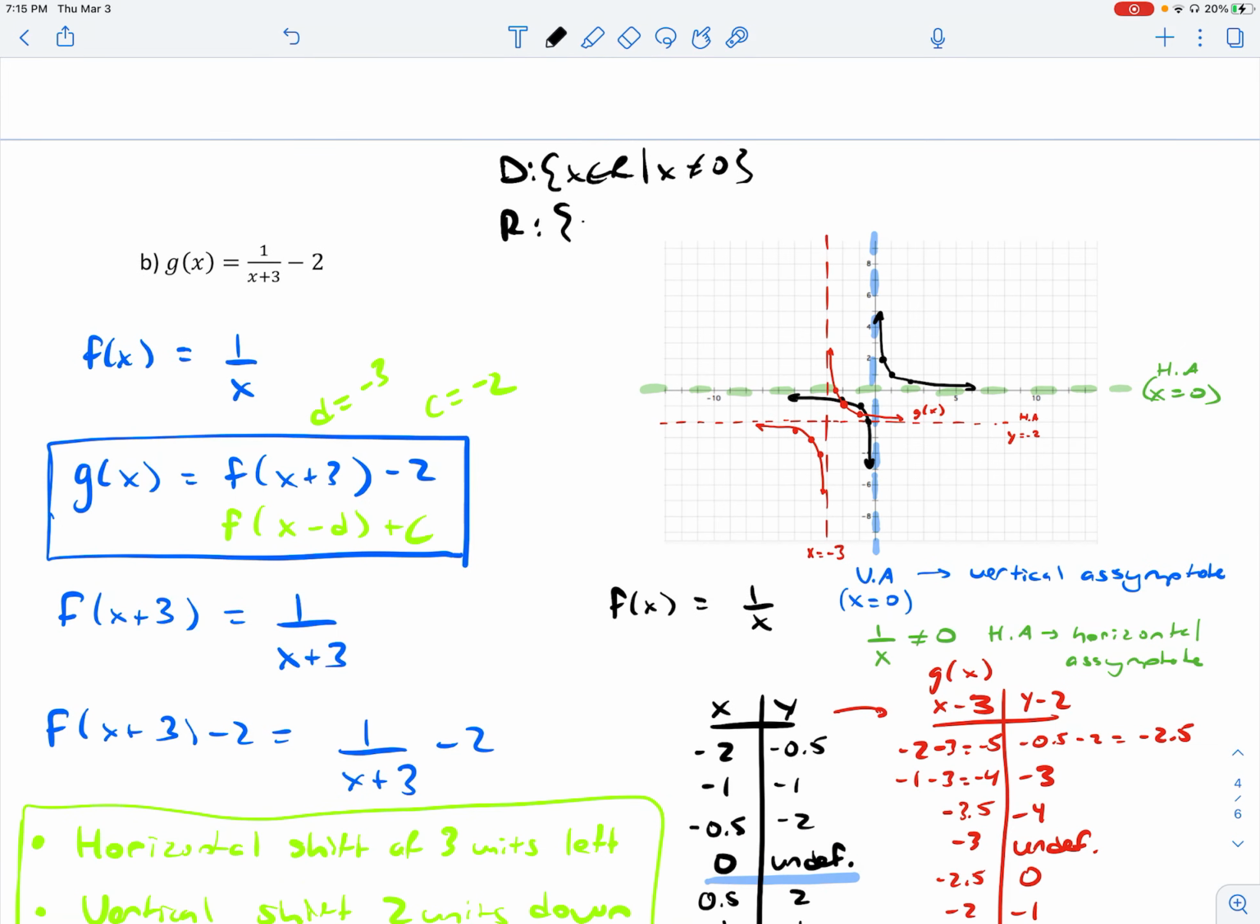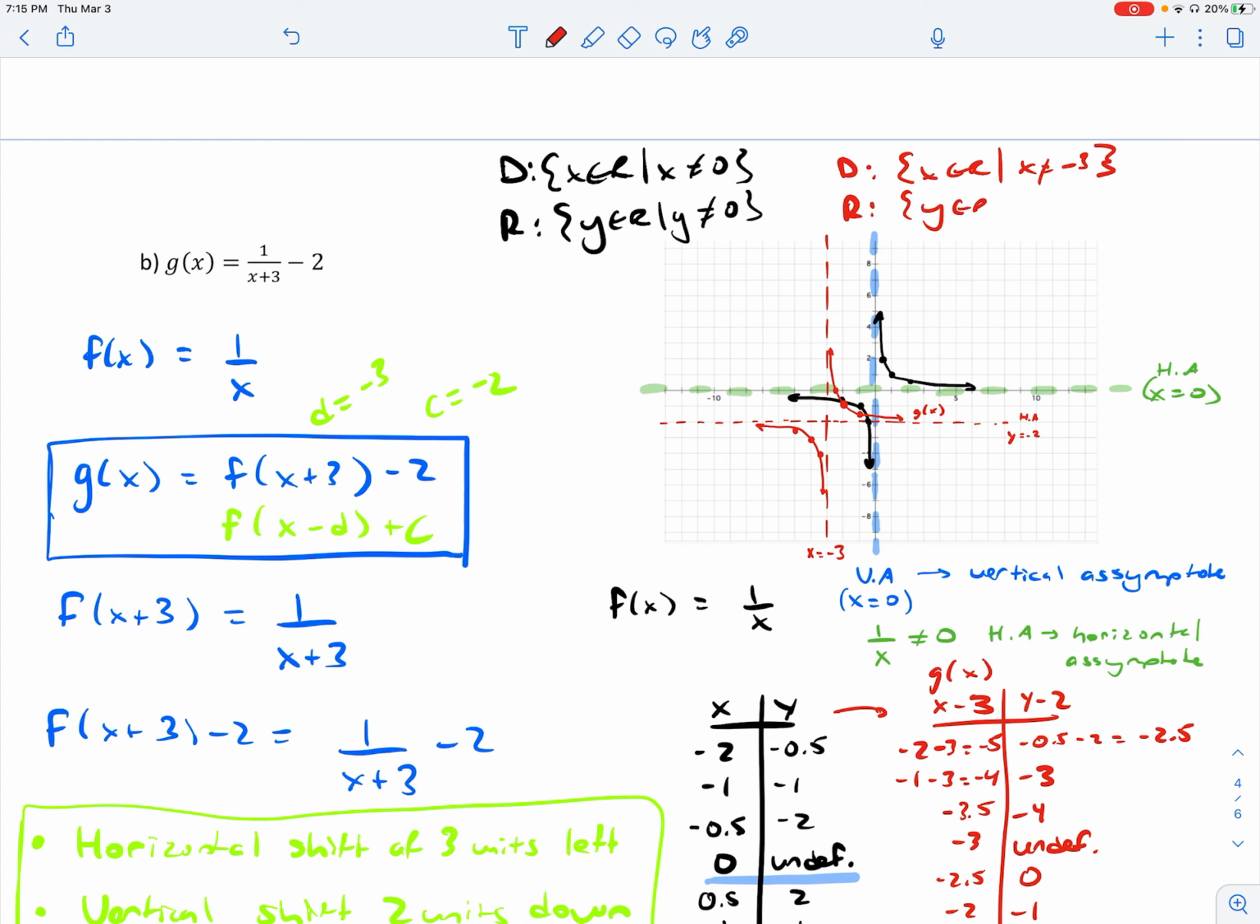The range, well, we have every y value except for 0. Remember, 1 over x cannot equal 0. And now for the transformed one, g of x, we have x is an element of R, x can't equal -3. And that -3 comes from the horizontal shift of 3 units to the left. Okay. We can also see it satisfies the equation. -3 would be a restriction for this because we do not want to divide by 0.